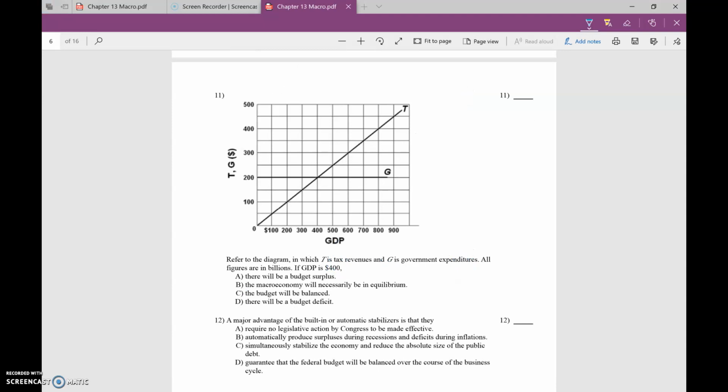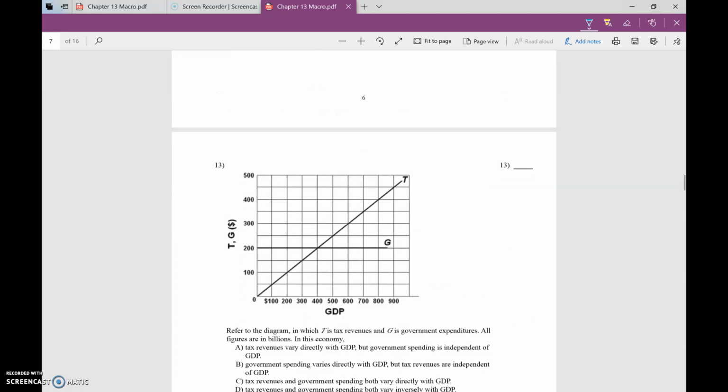Take a look at question number 11 here. It says the tax revenue is T and government expenses is G. What happens when GDP is 400 billion? So basically what happens at this point here? At this point, G is equal to T. So whenever government expenses is equal to taxes, the budget is balanced. So we'd have this as our answer choice.